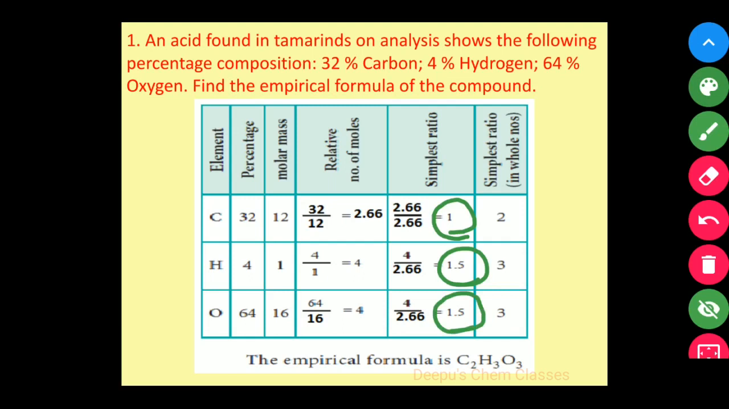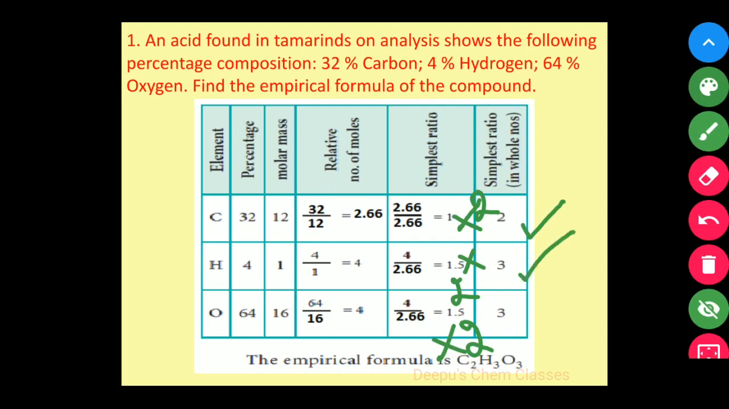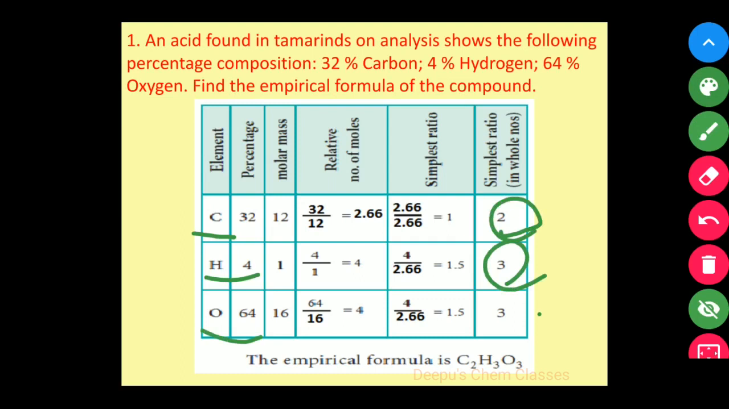So in the next stage, what we have to do? We have to convert them into whole numbers by multiplying with the smallest number possible. So if you multiply by 2, each simplest ratio will be converted into the whole number ratio. 1 into 2 becomes 2. 1.5 into 2 becomes 3. 1.5 into 2 becomes 3. So that we are getting carbon, the ratio 2, hydrogen, the ratio 3 and oxygen, the ratio 3.